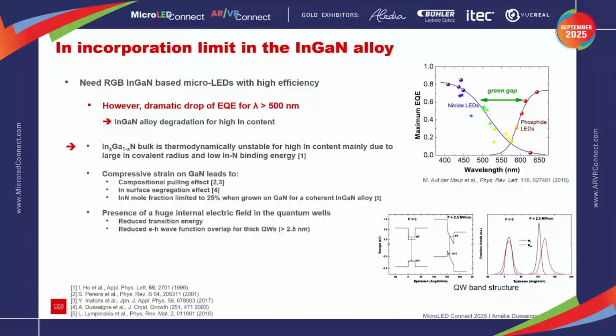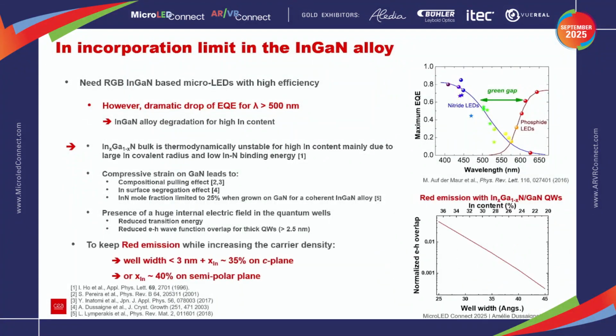Also, in a PIN junction, the active zone is composed of quantum wells, and in the case of III-nitrides, there is a huge internal electric field in the quantum well, which reduces the transition energy, which is good to get high emission wavelength. But this is at the expense of the efficiency, as the electron-hole wave function overlap is reduced for thick quantum wells.